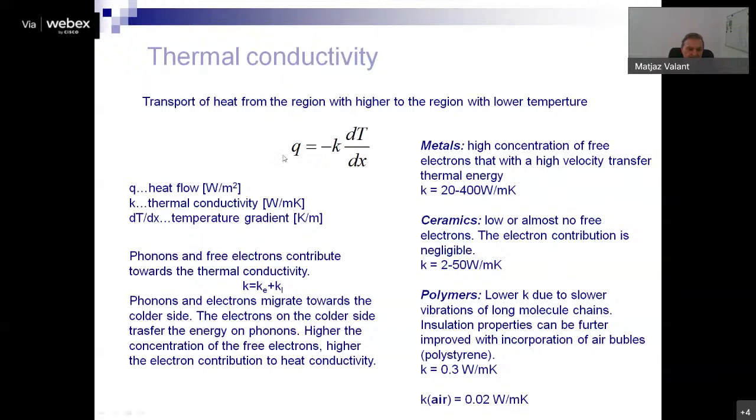So again, we define the coefficient K, which we call thermal conductivity, in watts per meter per Kelvin. And this coefficient connects two quantities. One is heat flow, and another is the temperature gradient, so the change in temperature over some particular distance. So the higher the thermal conductivity, the easier or faster the heat will conduct through a material.